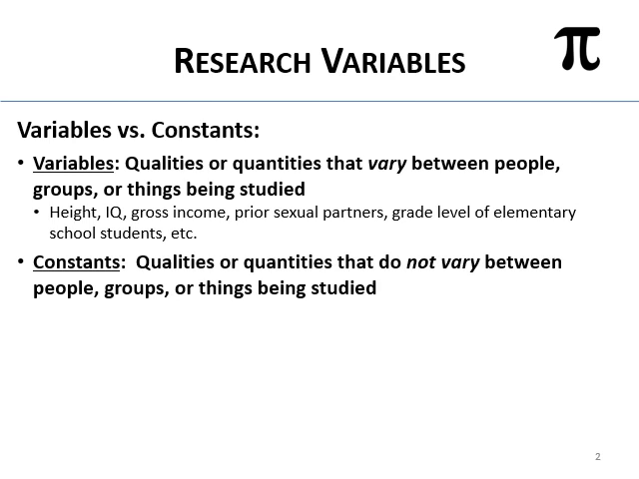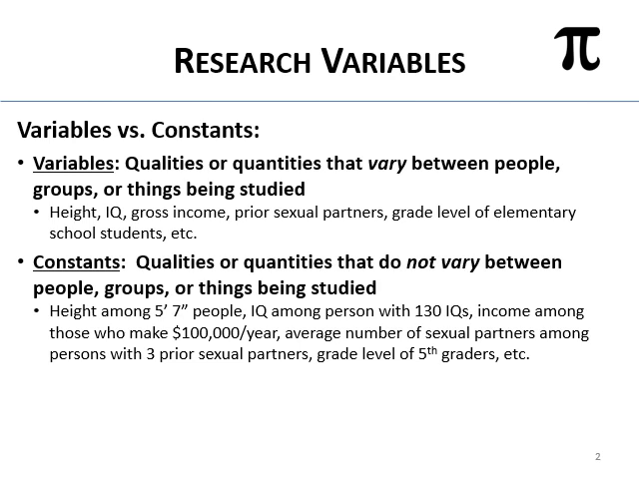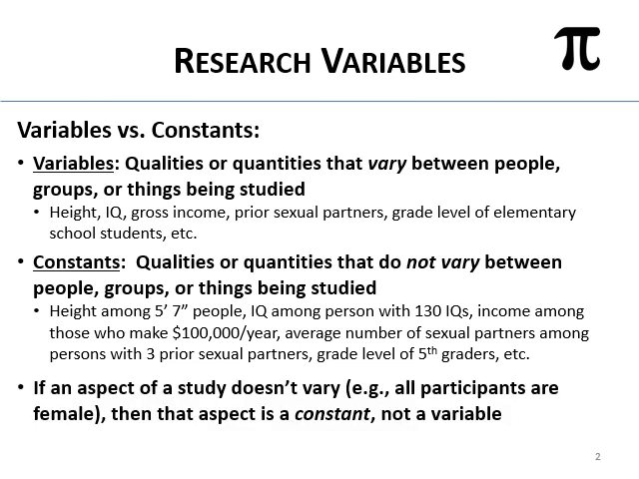So juxtapose that to constants. Constants are qualities or quantities that do not vary between the people, groups, or things being studied. They may vary, but not in your study, right? So height among people who are all 5'7", for example. IQ among people who all have a 130 IQ. Income among those who make $100,000 a year. Average number of sexual partners among people with 3 prior sexual partners, grade level, 5th graders, and so forth. These are all things that don't vary in the people you're studying. So if everyone in your study is a 5th grader, it's not a variable, it's a constant.